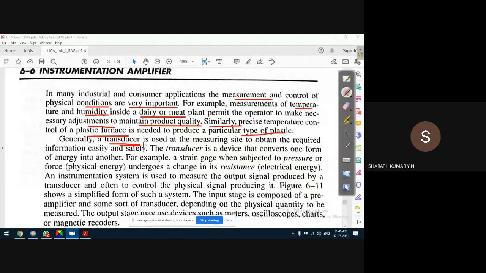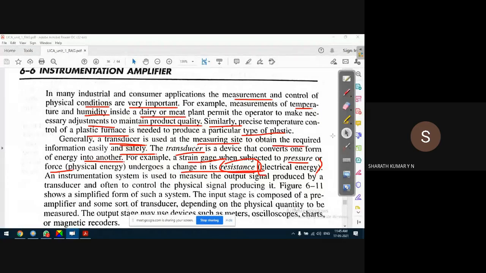So the transducer is a measuring device. What is a transducer? It is used at the measuring site to obtain the required information easily and safely. A transducer is a device that converts one form of energy to another form, for example, converting a physical quantity like temperature into an electrical quantity like current or voltage. So that is used to measure the physical parameter. For example, a strain gauge subjected to pressure or force undergoes a change in its resistance, which can be measured using current or voltage. Using a Wheatstone bridge, we can measure the unknown resistance.